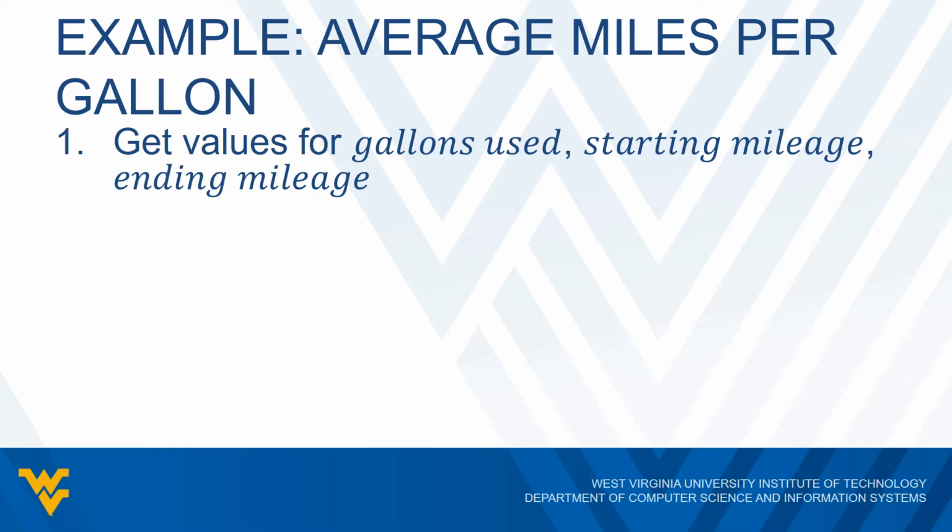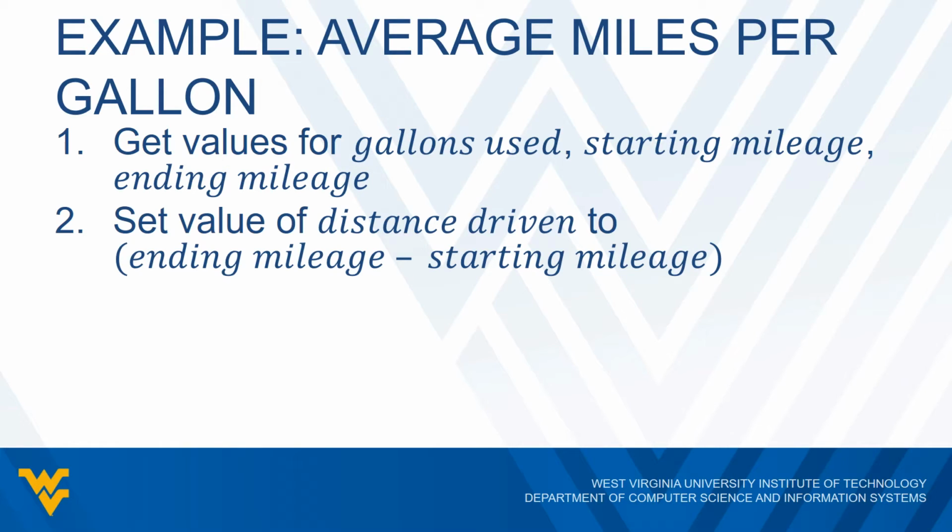It could be through the keyboard, it could be through something else. We don't really care. We're just going to assume that there are now values in these three different variables. The next step is to do some type of computation. So we're going to set the value of distance driven to ending mileage minus starting mileage. We need to figure out how far we've gone. So we take the value of our ending mileage, subtract the value of starting mileage, and store that result in distance driven.